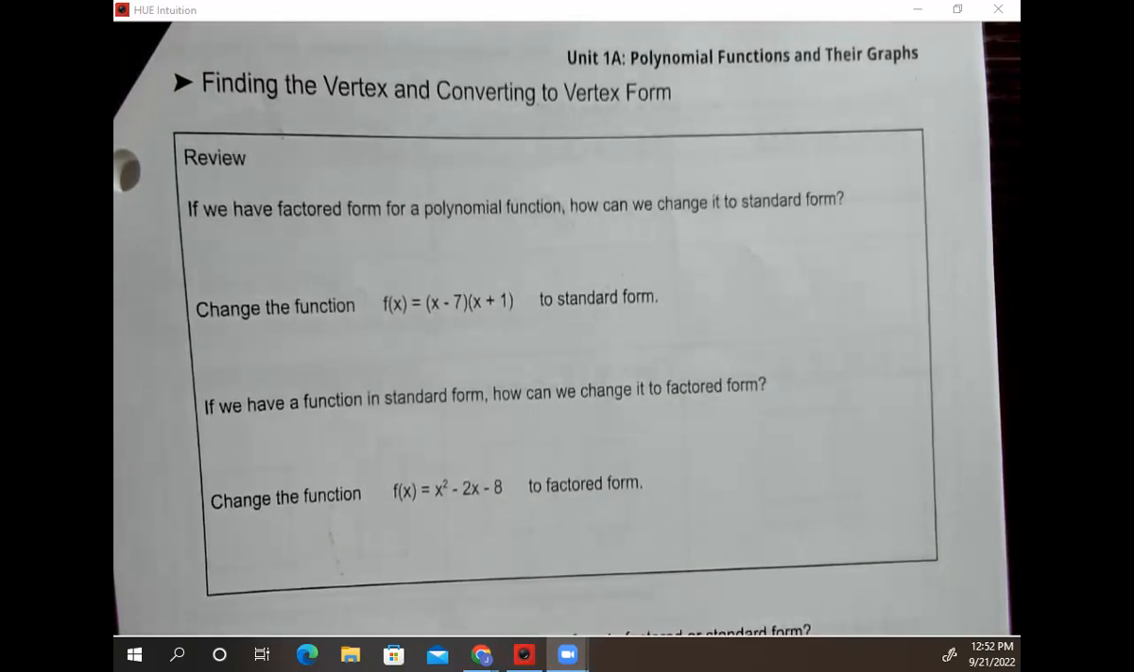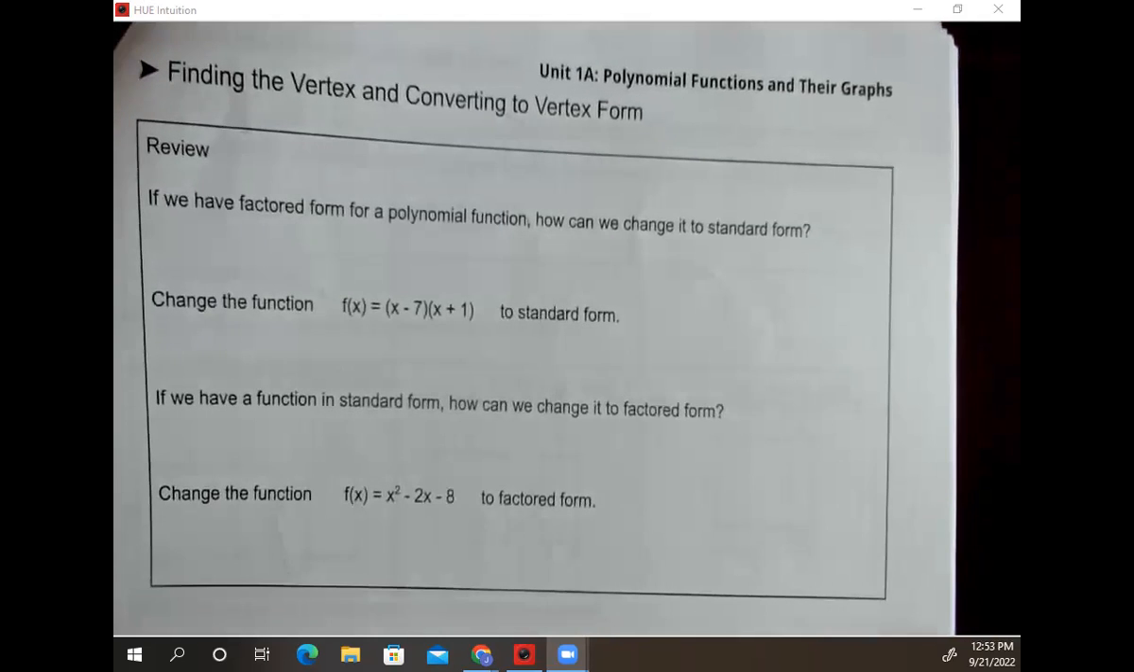What we're going to talk about today is how to swap from vertex form to standard and to factored. We did this already with factored and standard earlier in our unit for any type of polynomial. If I've got factored, how do we get standard? If I've got standard, how do we get factored? We spent a bunch of time on that. Today we're going to look at, starting with vertex form, how do I get those other two formats for a quadratic function, okay?